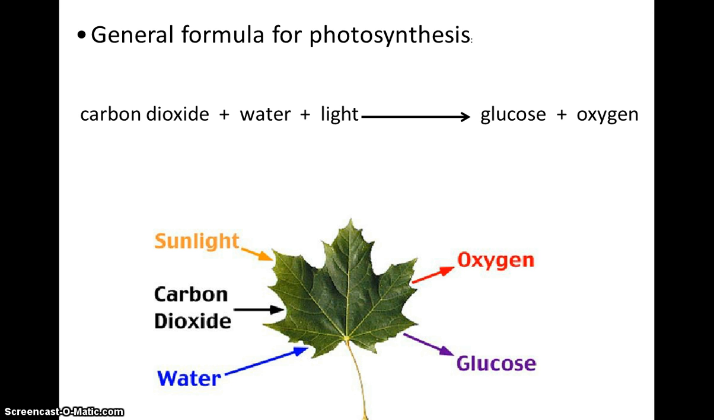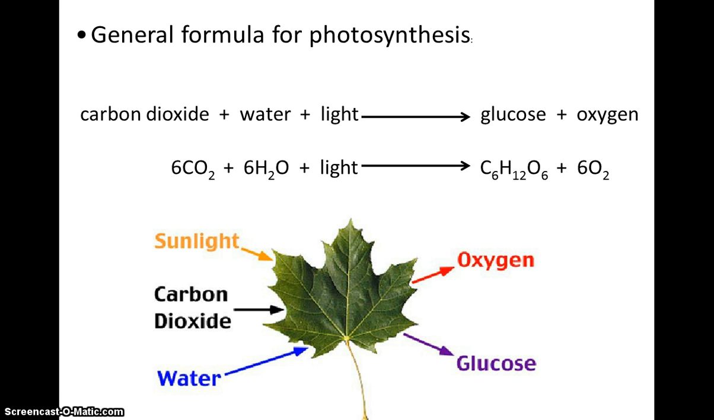So as a reminder, our general formula for photosynthesis is essentially that carbon dioxide and water go in and make glucose and oxygen. Those are what's going to come out. So we're going to look now at where carbon dioxide and water come in and where glucose and oxygen come out. And as a reminder, if we have it as a scientific formula, it's 6CO2 plus 6H2O gives us C6H12O6, which is glucose, plus 6O2, which is oxygen.